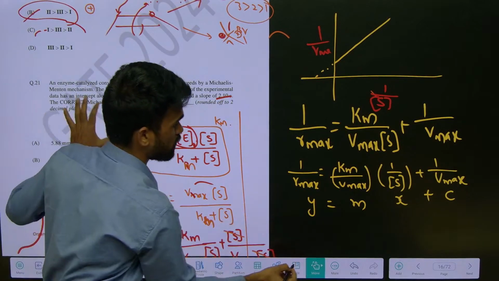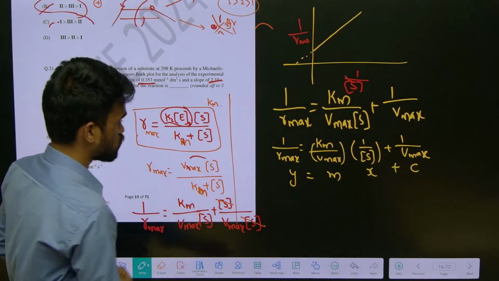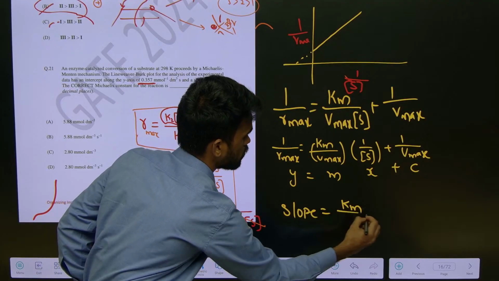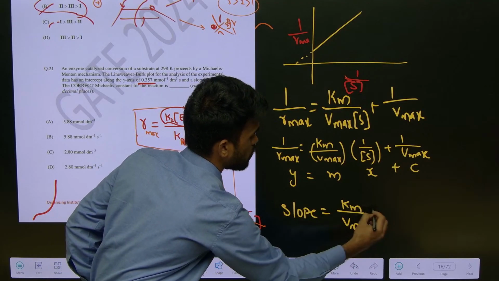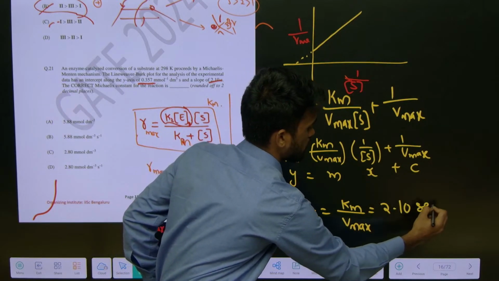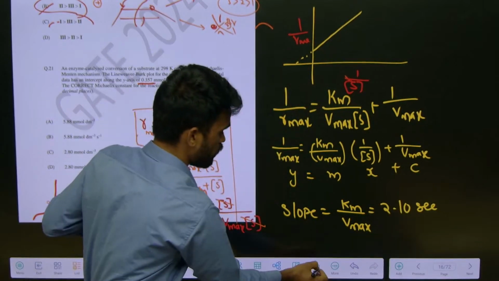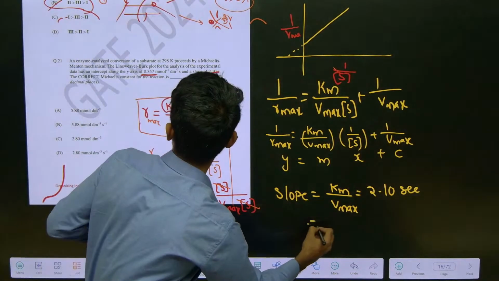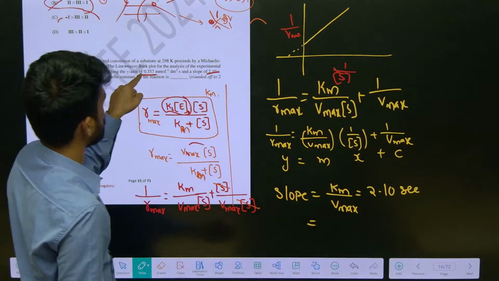So slope, first of all take the slope out of it. What is slope here? M. What is that? Km by V max. This is how much value mentioned? 2.10 second. Okay, and what is the 1 by V max, that intercept mentioned? See how much it is mentioned, 1 by V max.